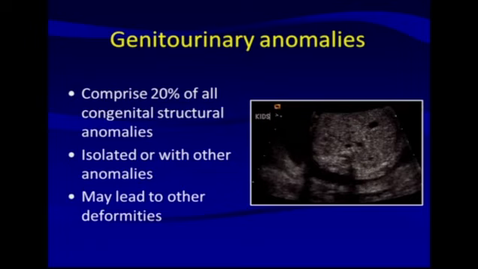These anomalies may be isolated or can be seen with other abnormalities. Particularly, chromosomal abnormalities can be seen in 12% of these fetuses. And unlike other abnormalities, genitourinary abnormalities may in fact lead to other deformities, which we'll discuss shortly.